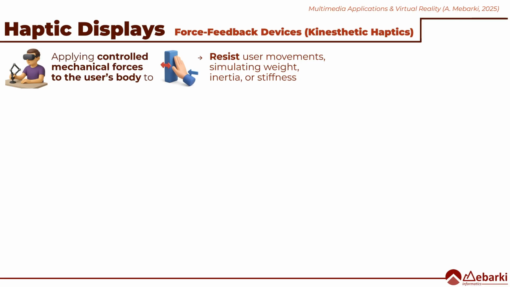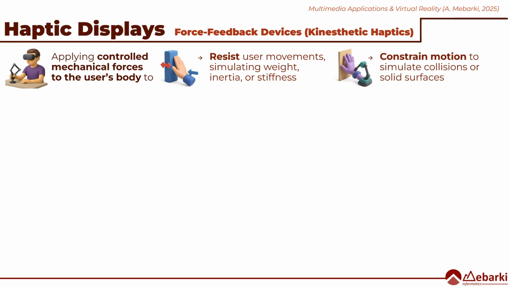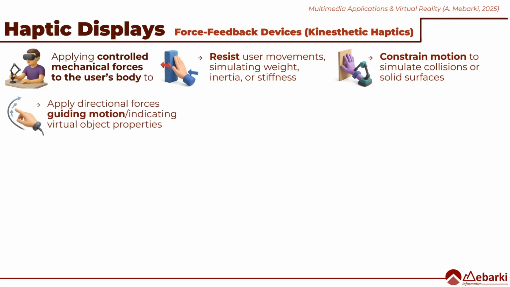By opposing motion, force feedback devices create the sensation that a virtual object has substance and mechanical behavior. These systems can also constrain motion to reproduce collisions or the presence of solid surfaces. When a user reaches a virtual boundary or obstacle, the device limits movement accordingly, reinforcing the illusion of contact with a rigid object. Force feedback devices may additionally apply directional forces that guide motion or indicate virtual object properties.